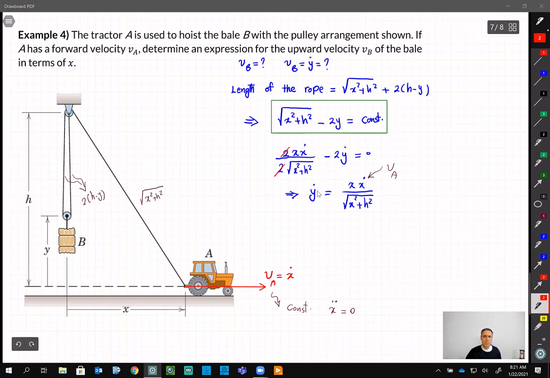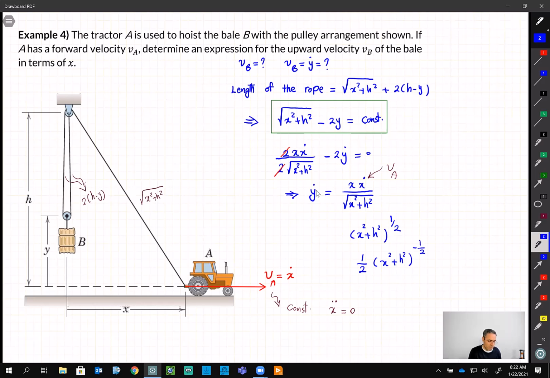Oh, maybe you guys are right. Always when I make a mistake like that, I return back to this. Let's say we have x squared plus h squared to the power of 1 over 2. Maybe I'm wrong, so let's take the derivative of this one. Everybody knows how to take the derivative. It's going to be half of x squared plus h squared to the power of minus 1 over 2, and then the derivative of the inside, which is 2x x dot. Okay? So we can get rid of 2, or I'm missing something here, guys.